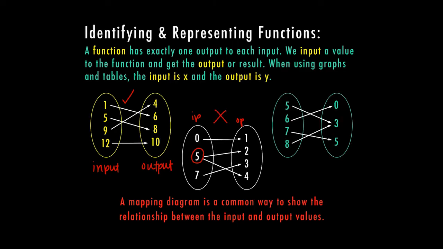And this last one here, we have 5 goes with 3, 6 goes to 0, 7 goes to 5, and 8 goes to 3. If you notice, 8 and 5 both go to the 3. But I still only have one output for each input. None of these inputs have double lines or arrows. So this one is a function. All we're looking for is to make sure that each input only has one output.